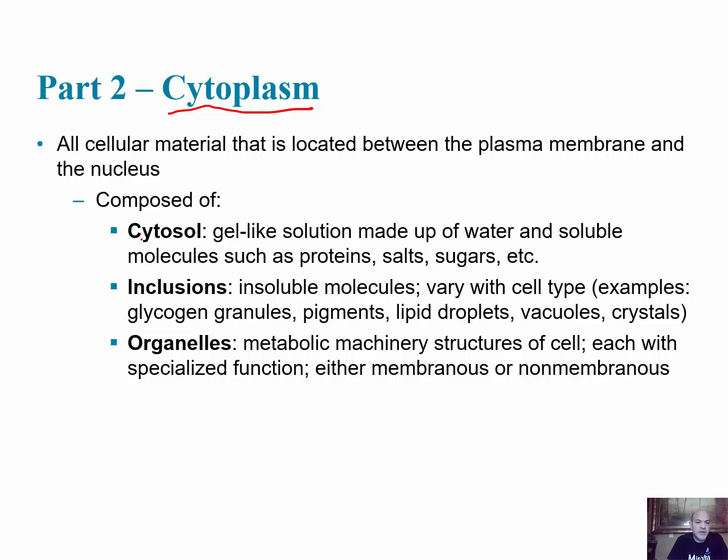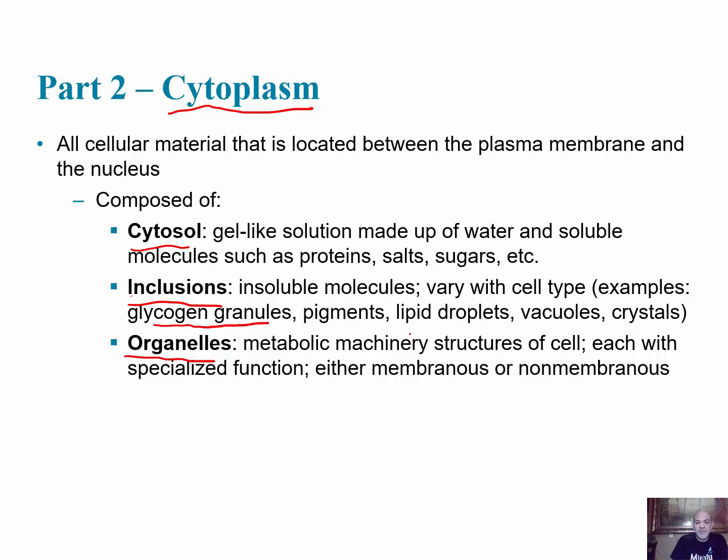This is composed of the cytosol, which is a gel-like solute or solution made up of water and soluble molecules such as proteins, salts, sugars, etc. Then we have inclusions. These are insoluble molecules and they vary with cell type. Examples include glycogen granules, which is how we store sugar in cells, pigments, lipid droplets, vacuoles, and crystals.